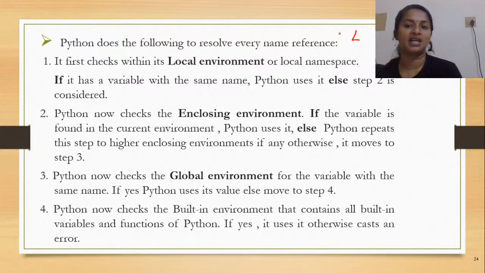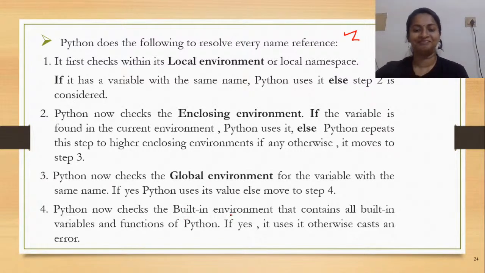That means something connected with L, your local environment, something connected with E, your enclosing environment, and then something connected with G, your global environment, and finally B, that is built-in. It first checks within the local environment.